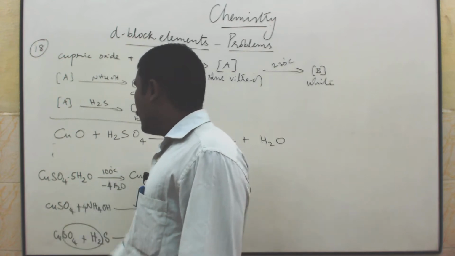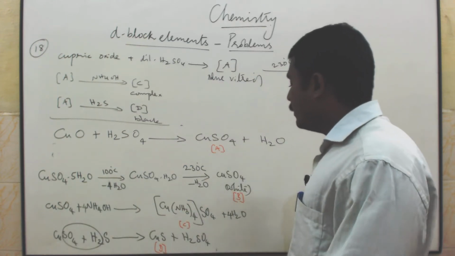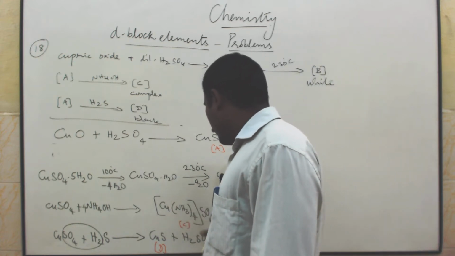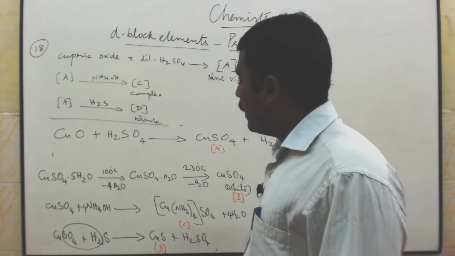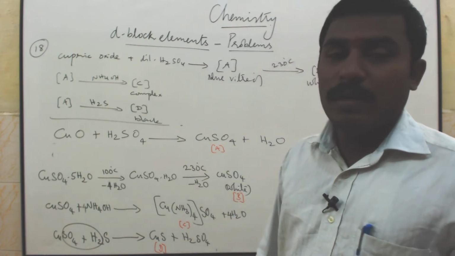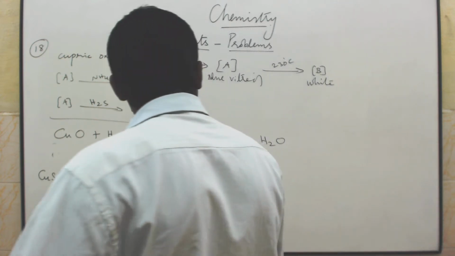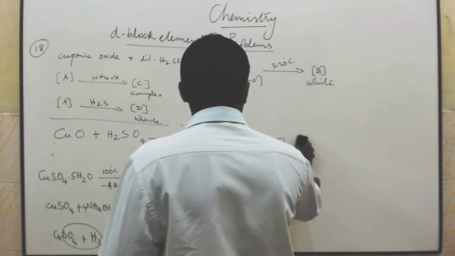Then that anhydrous copper sulfate reacts with ammonium hydroxide, you will get one complex salt, namely tetraamine copper 2 sulfate. Again A, copper sulfate, reacts with hydrogen sulfide gas, it gives cupric sulfide, which is black in color. Now make a table with columns: compound, formula, name.